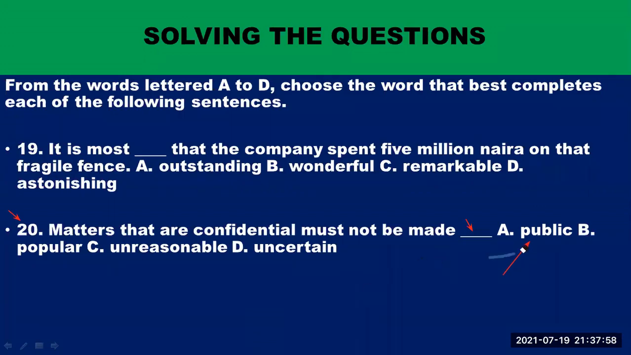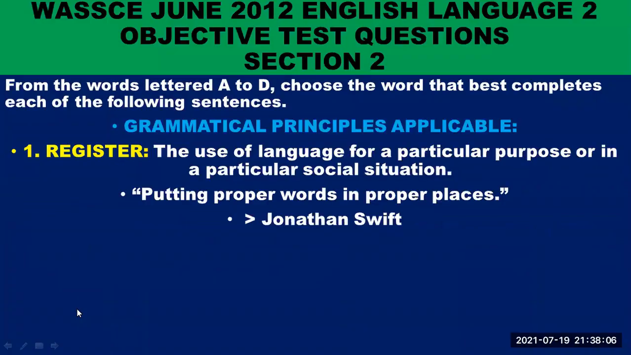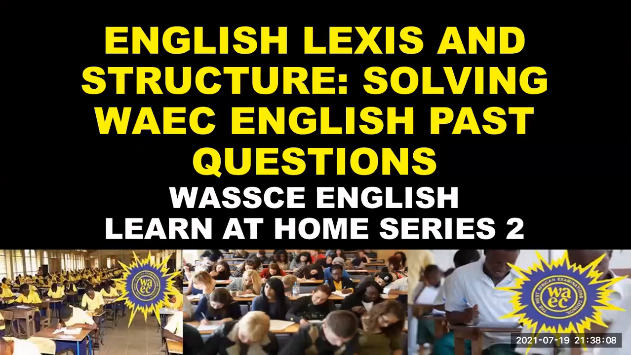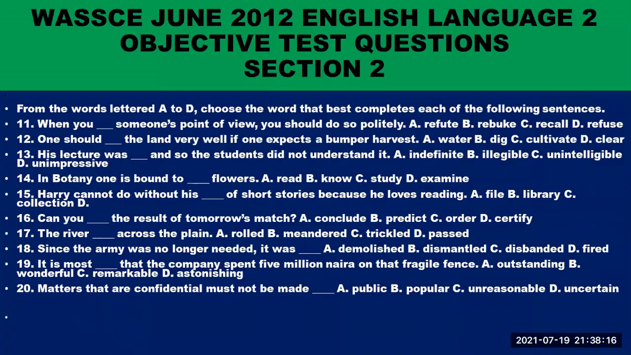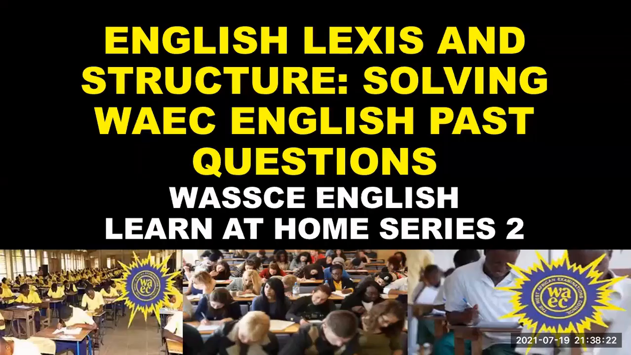So this is where we draw the curtain in today's lesson. I believe you have learned some lessons that will be very helpful to you. So continue to study your books and practice your past questions. We shall be back next class to study section 3 of West African Senior School Certificate Examination, English Language 2, objective questions.